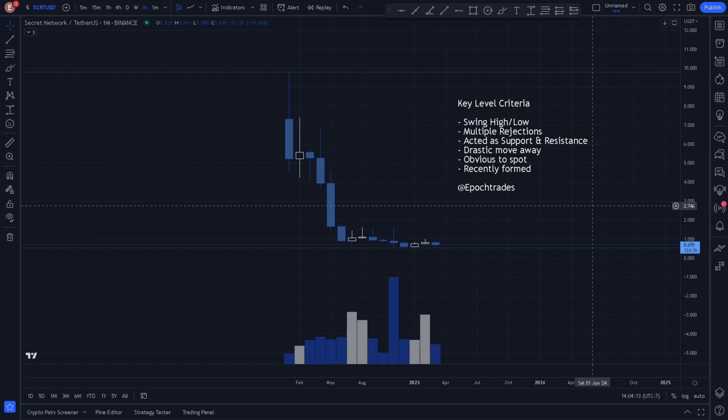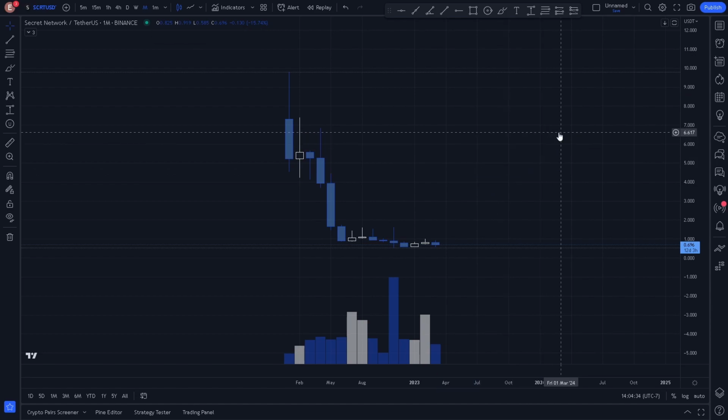Today we're going to be covering key levels on the monthly and weekly time frame for the Secret Network. So, as always, our key level criteria: we look for swing highs and swing lows, multiple rejections, acted as support and resistance, drastic moves away, obvious to spot, and recently formed. So, let's go ahead and hop right in.